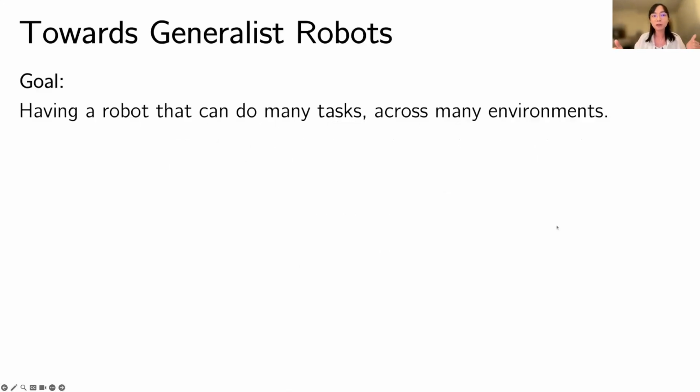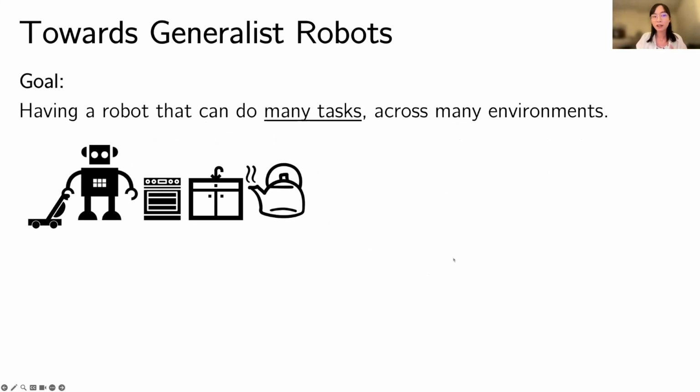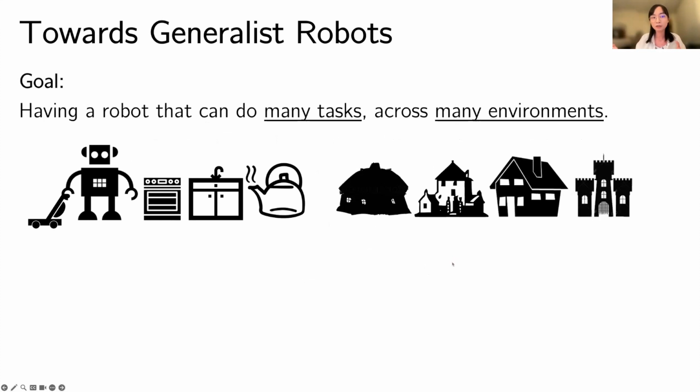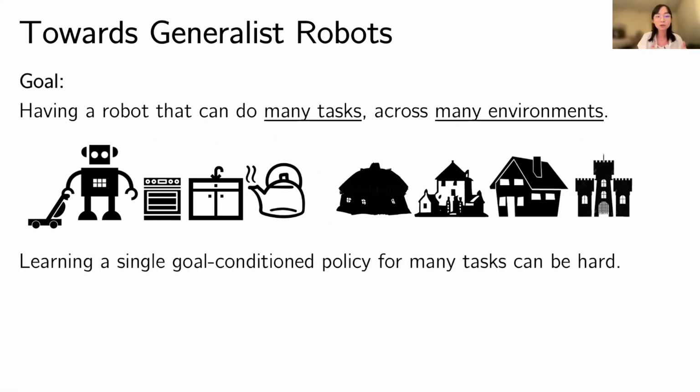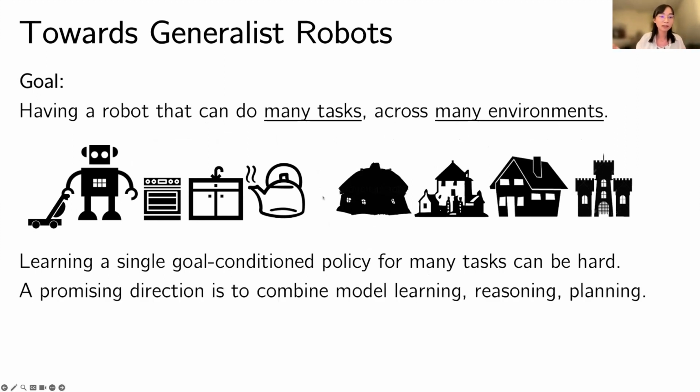I'm going to start from one of the important goals in robotics, which is to have robots that can do a lot of tasks across different domains. For example, we want robots that can clean the room for us, cook for us, brew tea for us, and do these things across many environments, for example, in different houses, or in schools and hospitals. Learning a single goal-conditioned policy to do everything in many different environments can be very challenging. One promising direction is to combine model learning, reasoning, and planning to achieve this kind of goal.